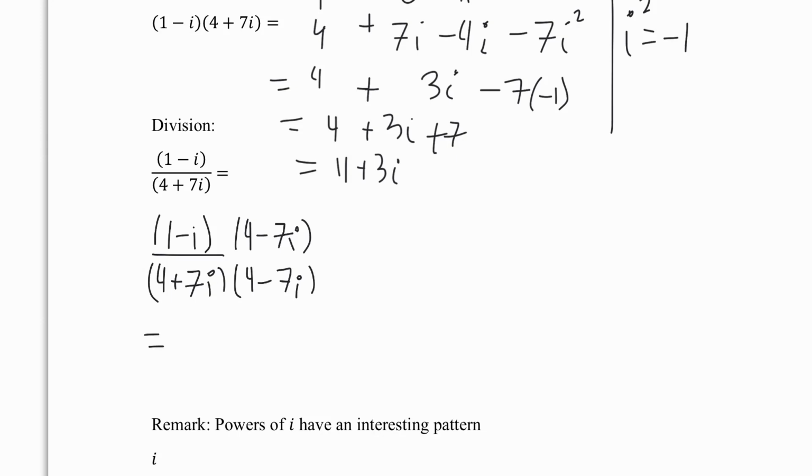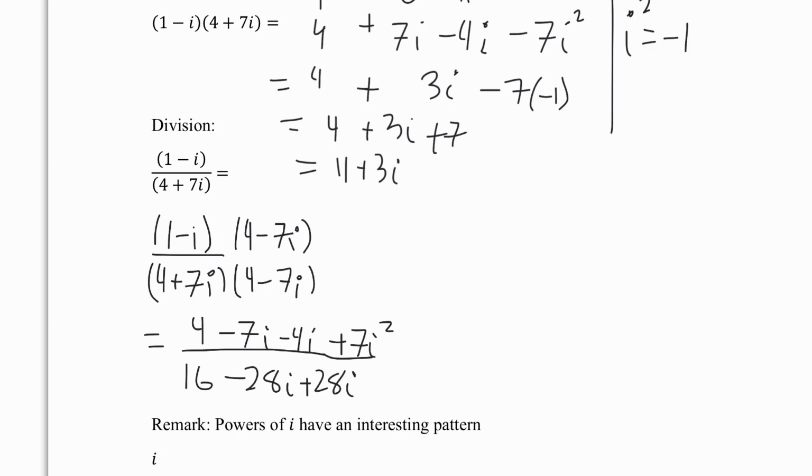All right, well, we have to do a lot of FOILs, so we're going to FOIL the top and FOIL the bottom. So 4 first, and then outside will be minus 7i. Inside 4i, and then last would be plus 7i squared. All right, on the bottom, we're going to get 16 minus 28i plus 28i minus 49i squared. Now remember, this is very classic. When you do the conjugate, the middle terms always cancel.